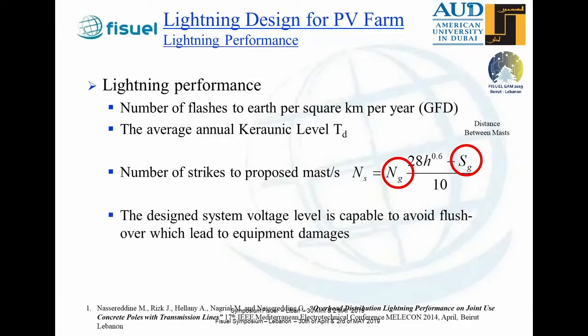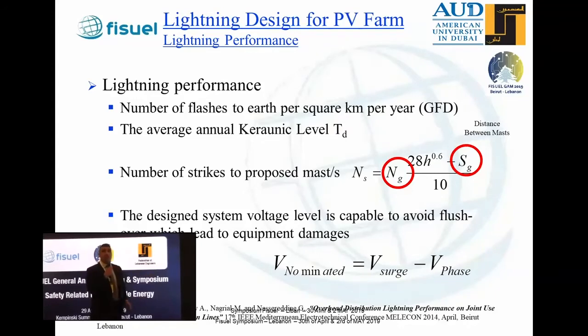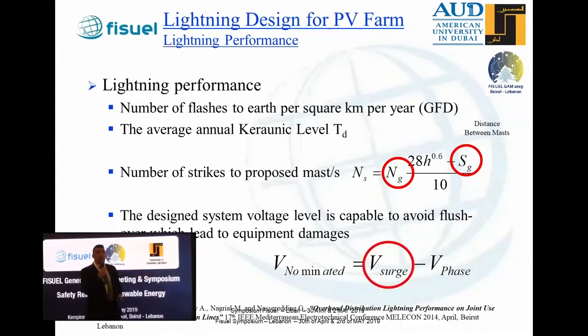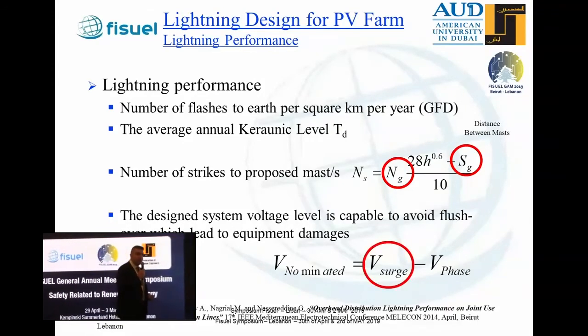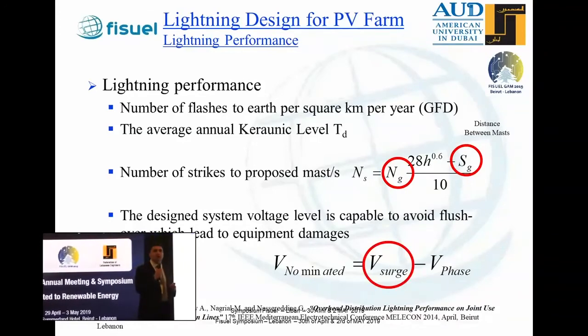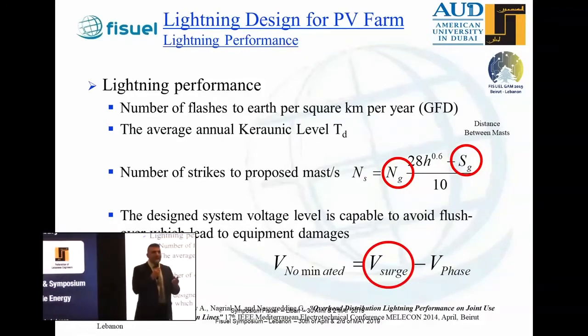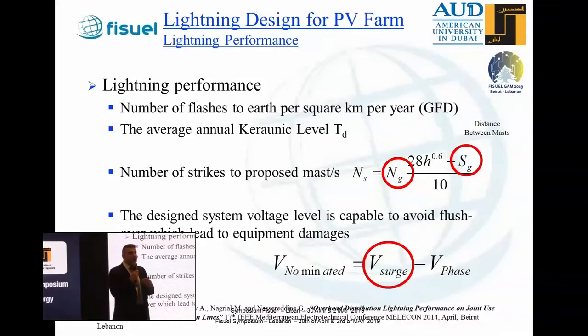The final element that you need to do in a lightning performance assessment is to make sure that your nominal voltage, whenever you design a system, you have an insulation level. You need to make sure that the insulation levels comply with the surge voltage. What's the surge voltage for lightning? When lightning hits the ground, that's the most important element for us.